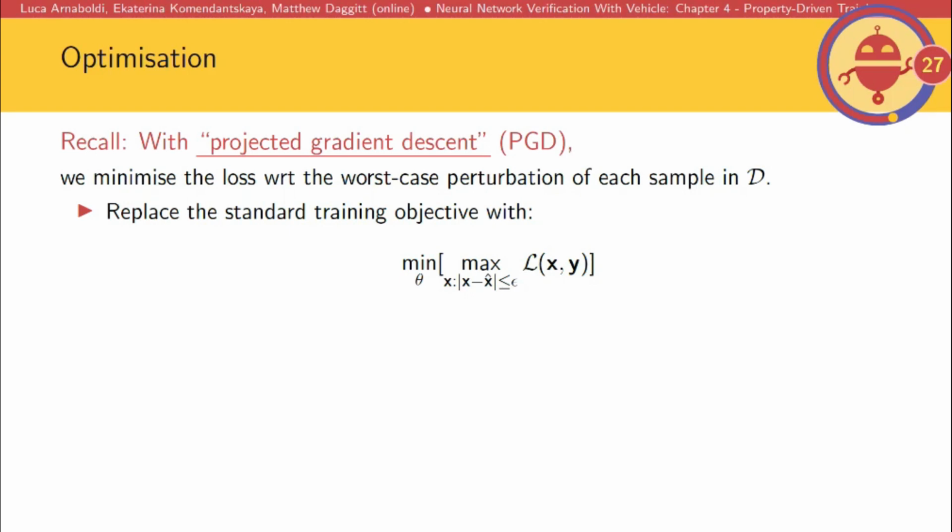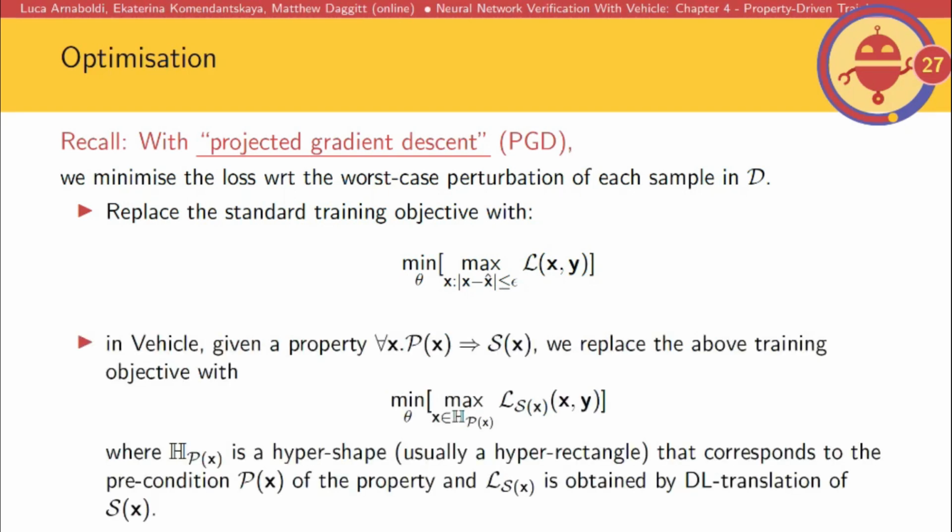Okay, so what then do we need to do with Vehicle about this? In Vehicle, we're assuming that generally we have a property of this shape: for all x, precondition P(x) implies postcondition S(x). So we replace this learning objective that's standard in machine learning literature with our own, which is not very different. Then we keep the outer minimization objective because we're going to be using standard gradient descent. So the training algorithm will be standard, therefore it will always be minimizing the loss at the end of the day. But we look inside, we look at this inner maximization there.